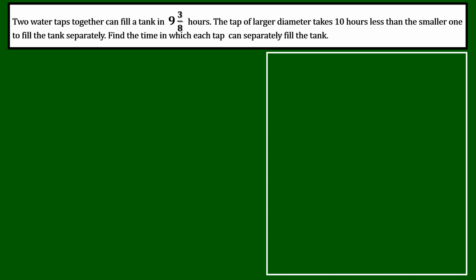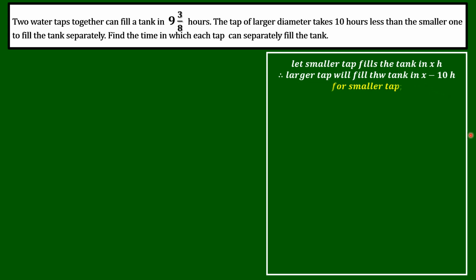The larger tap takes 10 hours less than the smaller one. So first, let's put this situation into an equation. Now to extract the equation from this, we'll use a very basic method, that is the unitary method. You can recall the unitary method from class 6 onward, right? So let's do it. Let the smaller tap fill the tank in x hours, then the larger will fill it in x minus 10 hours. It takes 10 hours less.